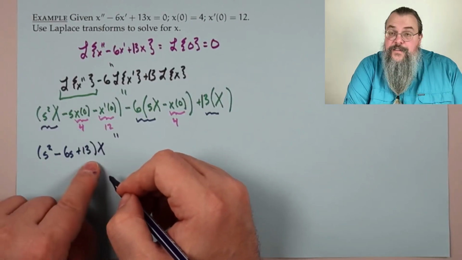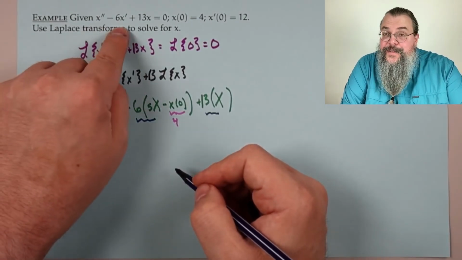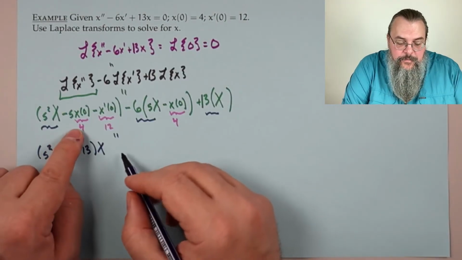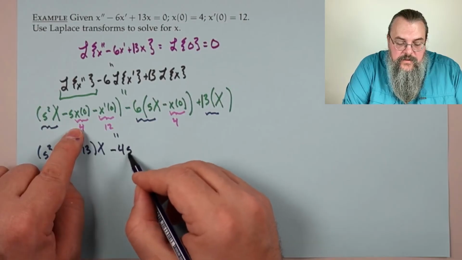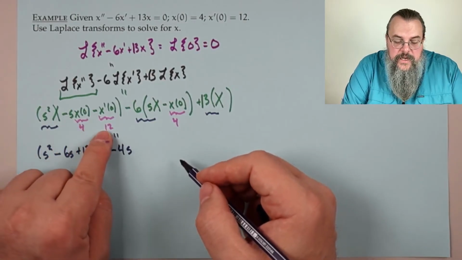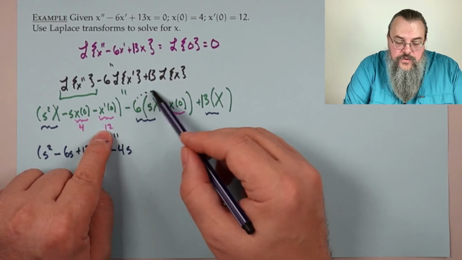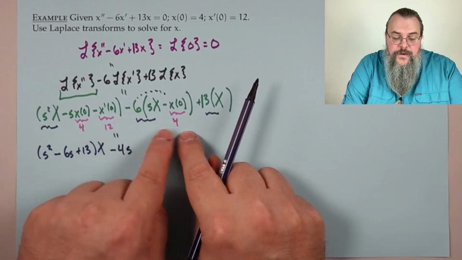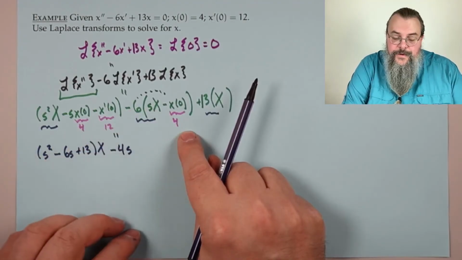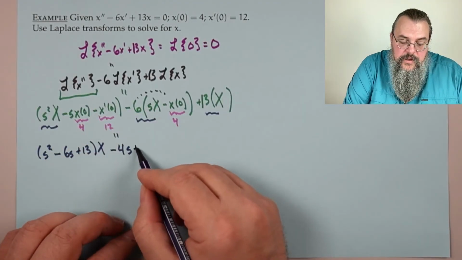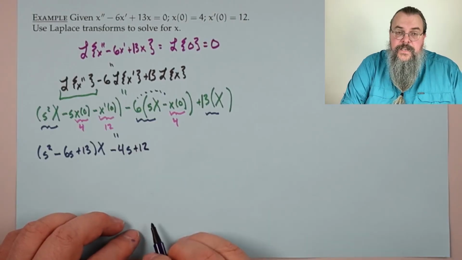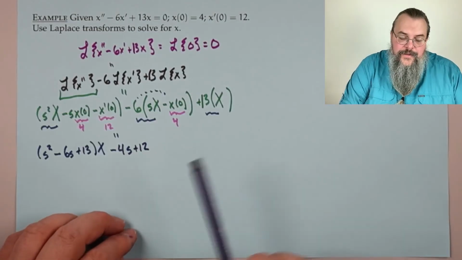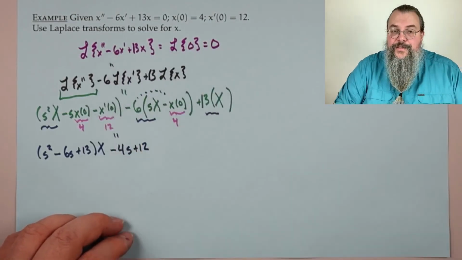S squared minus 6s plus 13. X double prime minus 6x prime plus 13x. Yeah, matches. Okay, we have minus 4s. Okay, that's good. And then we have minus 12, and minus 6 times minus 4 is plus 24. So minus 12 plus 24 becomes plus 12. All right, good. Whew. Okay, so now remember, this is 0.